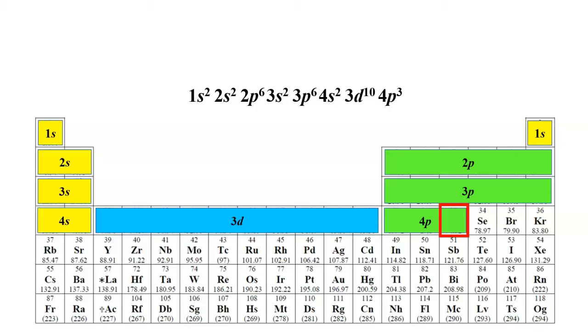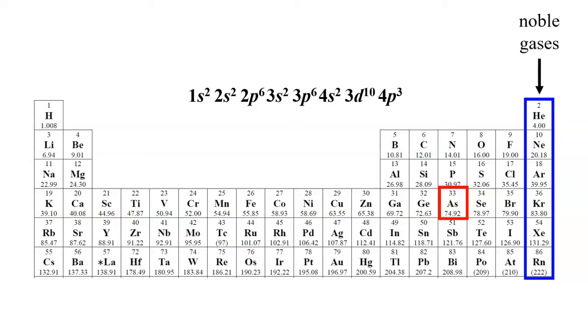If you'd like to write the noble gas abbreviated electron configuration for this element, you can go back to the end of the previous row. So arsenic is located in period 4, but at the end of period 3 would be the element argon. If I put Ar in brackets, that abbreviates the electron configuration up through 3p6. And then I would simply write after Ar in brackets 4s2, 3d10, and 4p3.